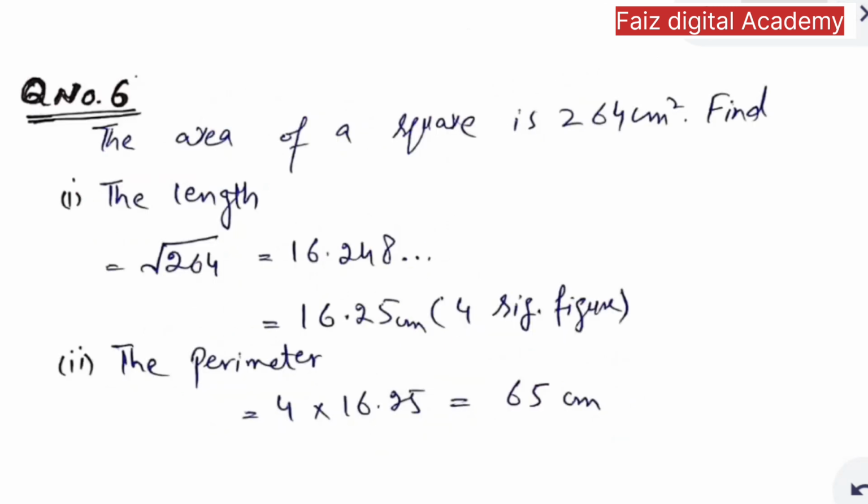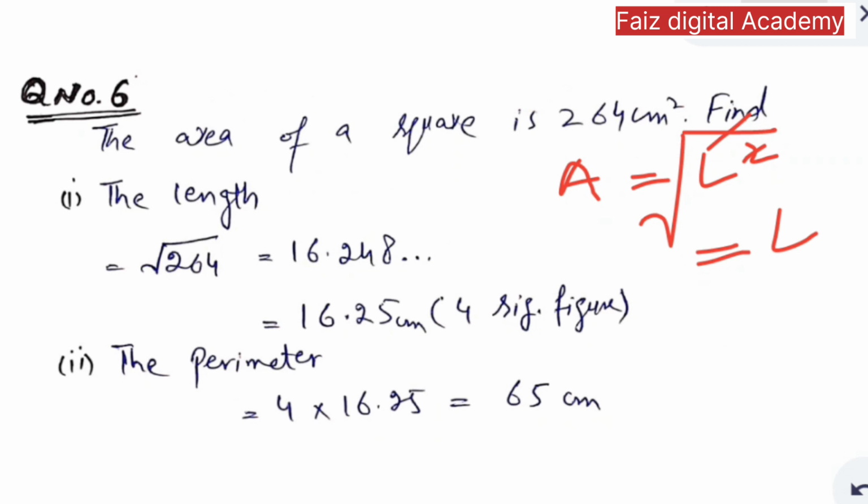In question number 6, the area of a square is given and we have to find out the length, and we know that the formula for finding the length is reciprocal, like the area is equal to L squared, and if we want to find out the length, then we have to take the square root of this area so that this square is cancelled by this root, and we can find out the length. So therefore the area that they have given us, we take the square root of that and write down our answer 16.248, and then round it off to four significant figures, that 8 has changed, 24 to 25.